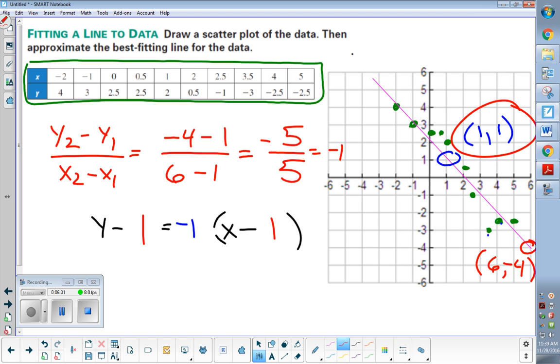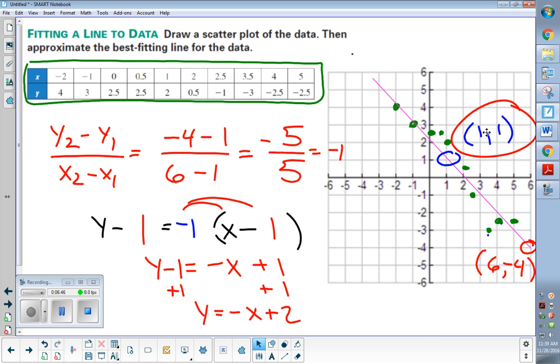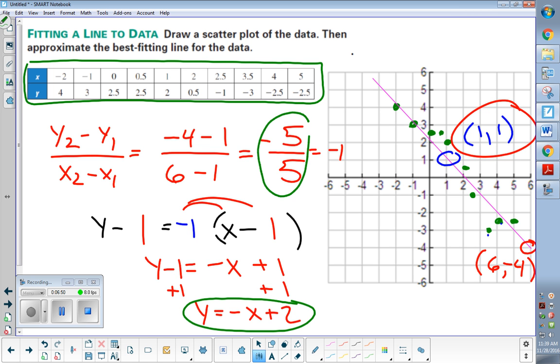And then I'm going to get y by itself. So distribute. Plus 1. And then to finish this thing, I'm going to add 1 to both sides. y equals -x plus 2. You might not have the exact same thing I had. Maybe for your slope, you might get a decimal, but it's a close approximation of what we're trying to do here. Okay, so there's my answer, y equals -x plus 2.